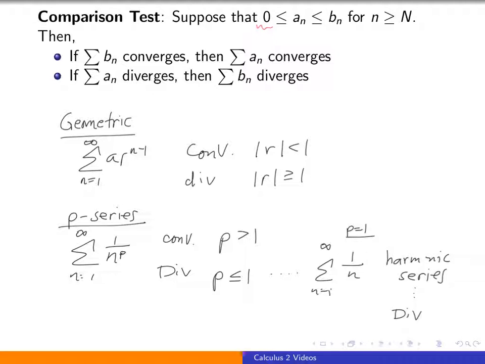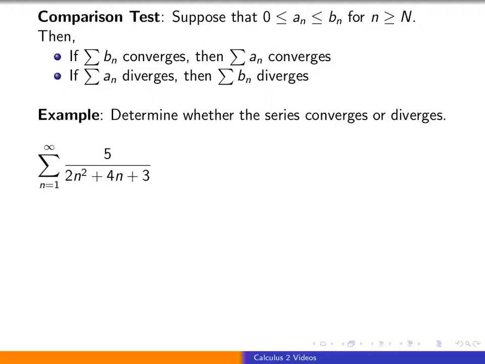So let's look at an example of how the comparison test can be applied. Let's determine whether the given series is convergent or divergent. So looking at what we are summing up, 5 over 2n squared plus 4n plus 3. So recall, to use the comparison test, we need our series to have all positive terms. So these terms will certainly all be positive. But we'll wait a moment to write down where that 0 is going to go, on which side of the inequality.